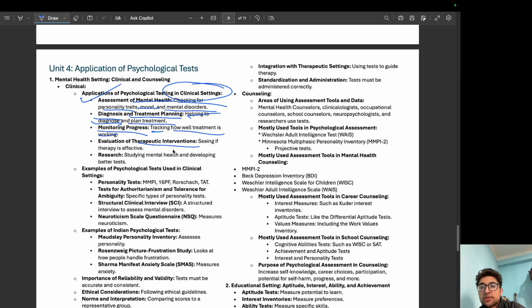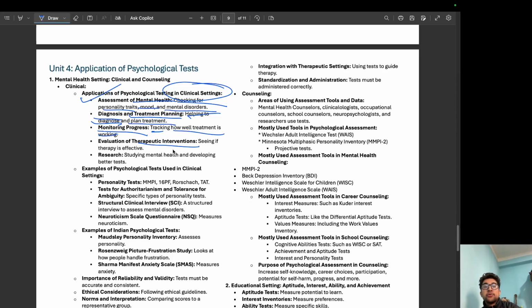So, the purpose of psychological assessment in counseling. Okay, particularly in counseling, what is the purpose of psychological assessment? Increase self-knowledge. Career choices, obviously in career counseling, participation, potential for self-harm, which may be more related to mental health based counseling, and progress. Okay, whether you are progressing or not, and lots more.